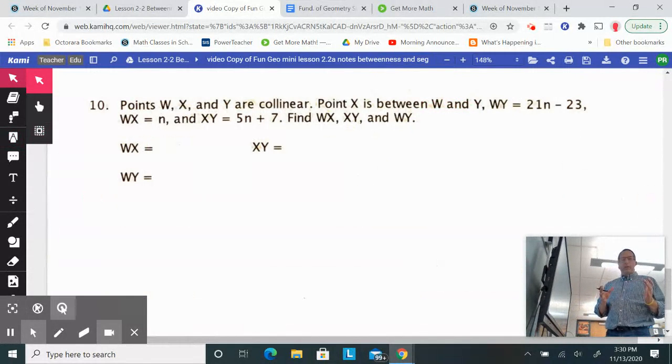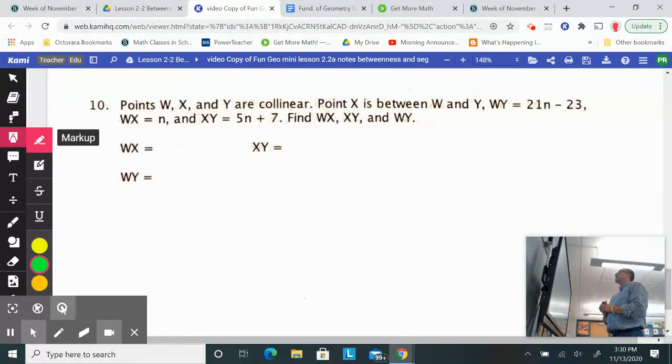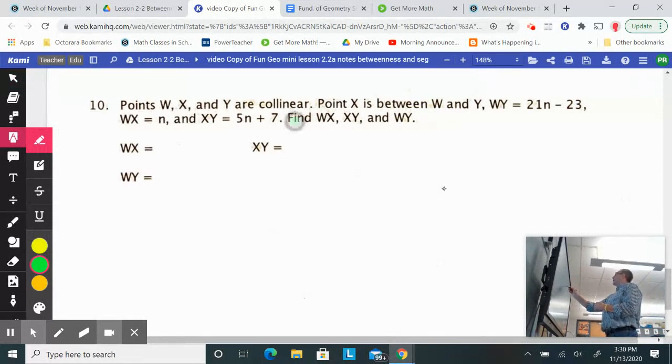I'm going to finish this video by doing number 10. So here we go. We're finding wx, x to y, y to w, or w to y. So we have points w, x, and y. They're all collinear. Point x is in between w and y.